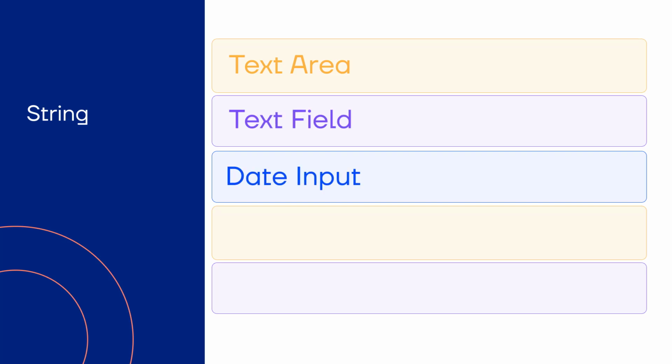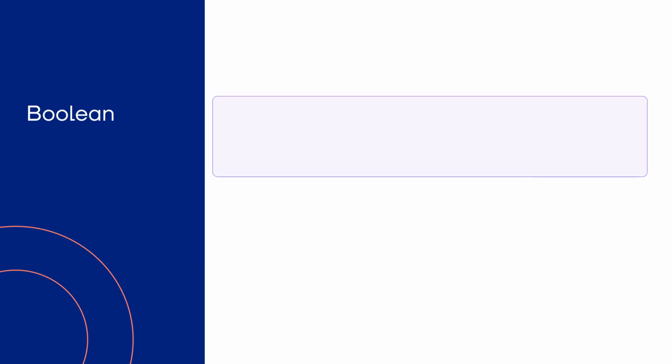Next is String. This data item is created when adding a text area, text field, date input, radio group, or dropdown. And finally, Boolean. This data item is created when a checkbox is added.